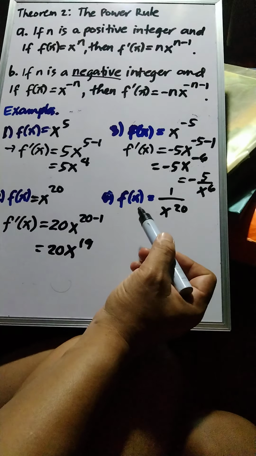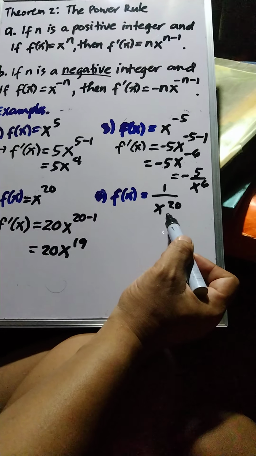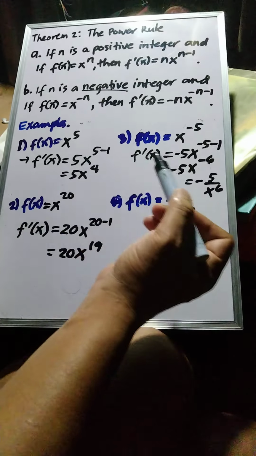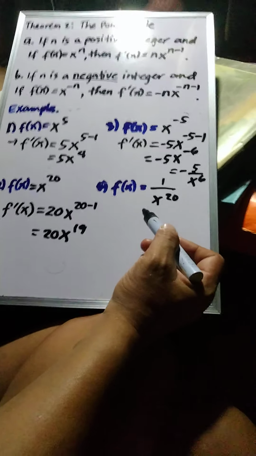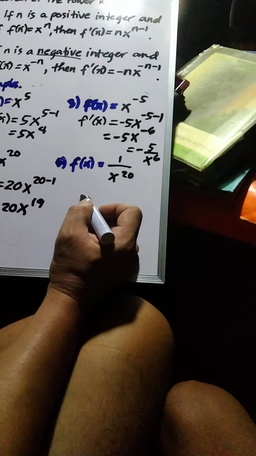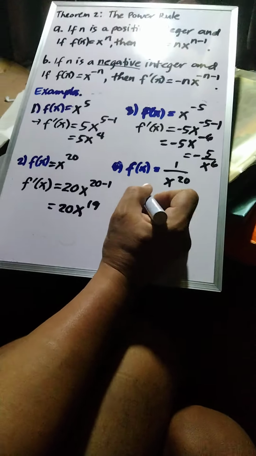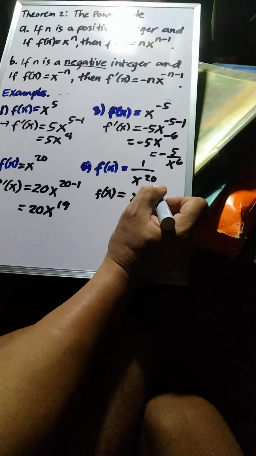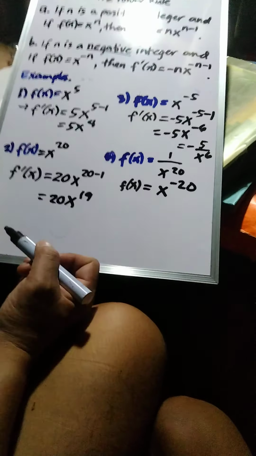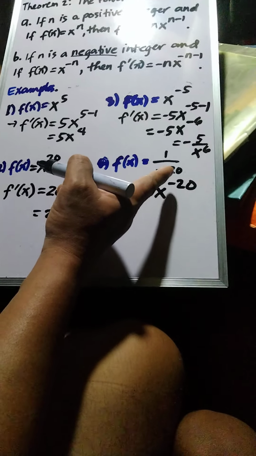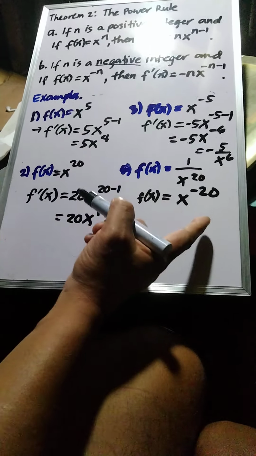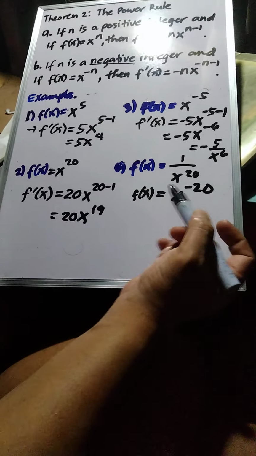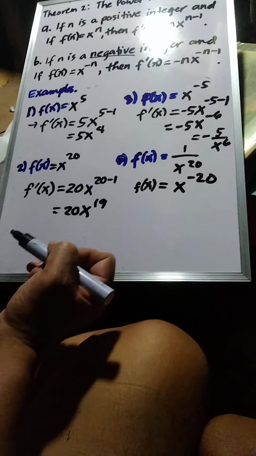F of x is equal to 1 over x to the power of 20. So, the variable is in the denominator. We have not yet introduced how to solve this one. So, what we're going to do is, we will write this in its equivalent form. So you have here, f of x. We will write its equivalent form as x to the power of negative 20. So, we moved x to the power of 20 from the denominator to the numerator, so the exponent changes sign. So, these are equivalent.